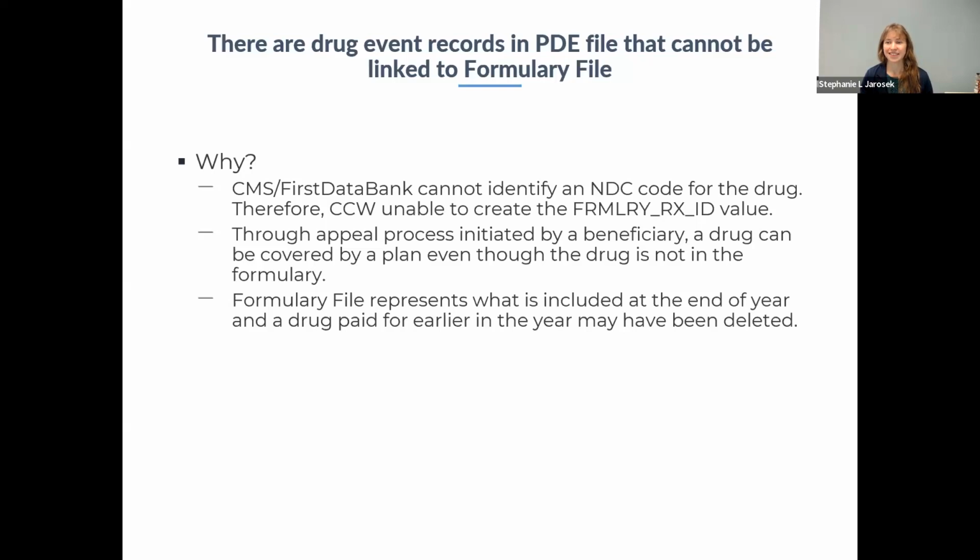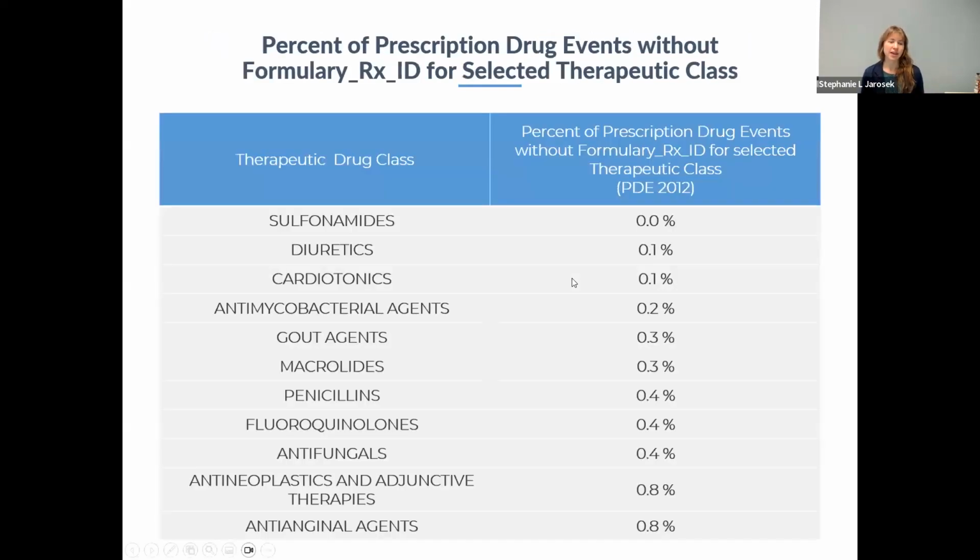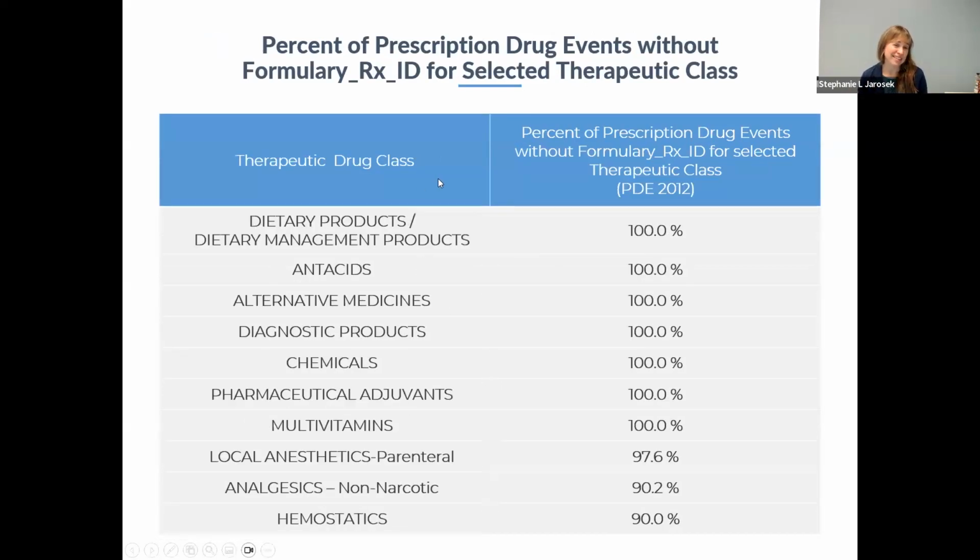Okay, so thank you. I think I've got most of the questions. When we looked at how different therapeutic classes might show up in the formulary file, because there are some missings, you can see that there are some therapeutic classes for which it's very rare to have a missing formulary RX ID. You've got penicillins, antifungals. The therapeutic classes that we most often didn't see any formulary RX ID for were vitamins, antacids, alternative medicines, multivitamins. These aren't showing up in the base formulary file for that year.